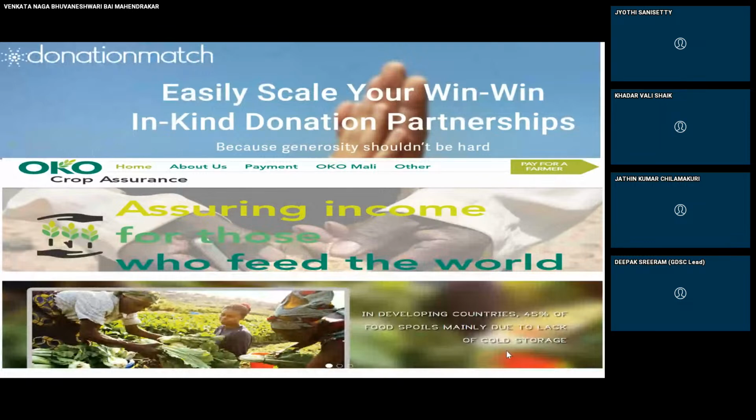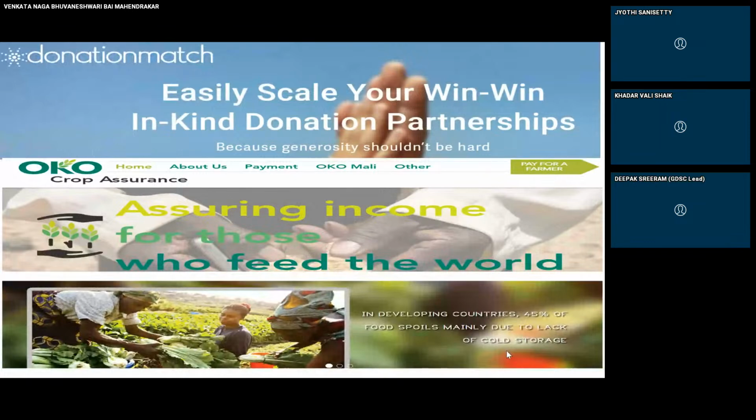So this is an extension of the no poverty slide, where we discussed donation match, Oko Finance, and a crop assurance application.